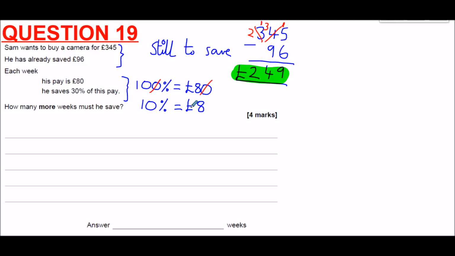So 10% is 8, but we're told here that he actually saves 30% each week. So to go from 10% to 30%, 30% is 3 lots of 10. So we can multiply by 3 to work out what 30% is. So over here, 8 multiplied by 3 would give us 24. So £24 is what he saves a week.